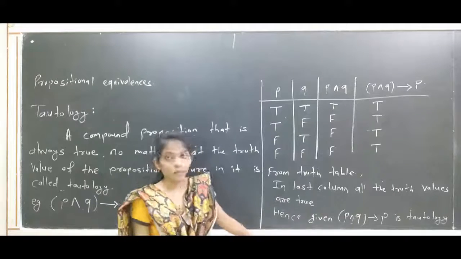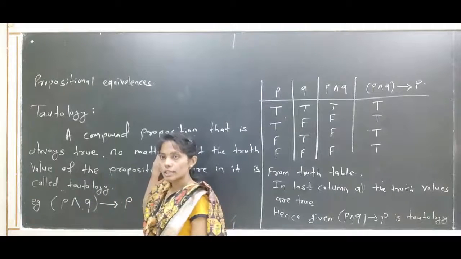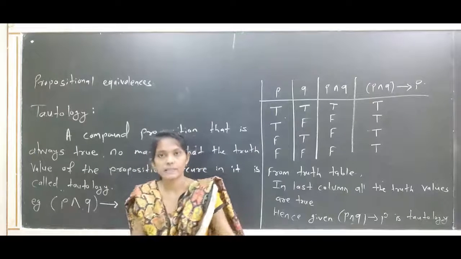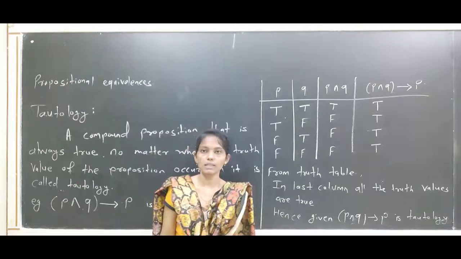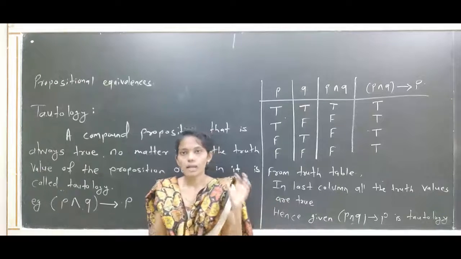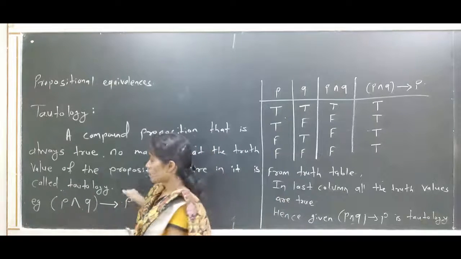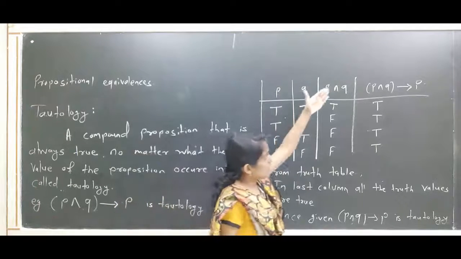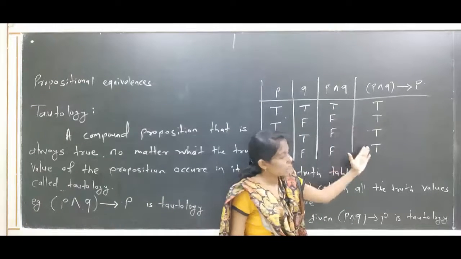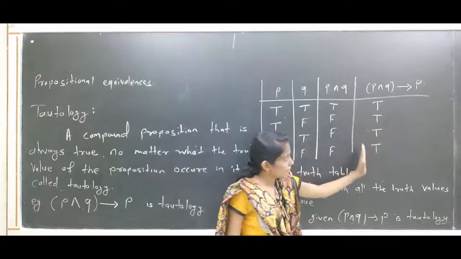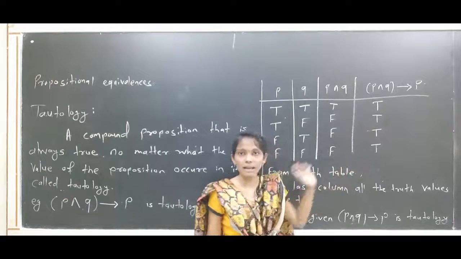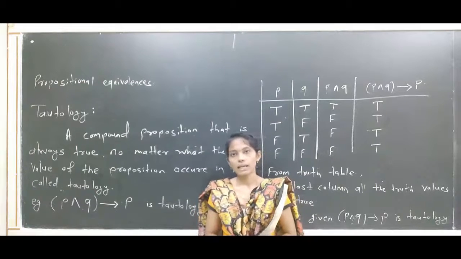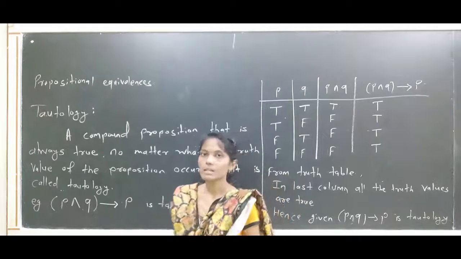So all of you get it with the example. A tautology is a compound proposition that is always true. Then we say that the given compound statement is a tautology. First of all, construct the truth table of the given compound proposition. Then observe the last column of this table. If in the last column all the truth values are true, then we say that the given compound proposition is a tautology. Okay, get it? Now next, contradiction.